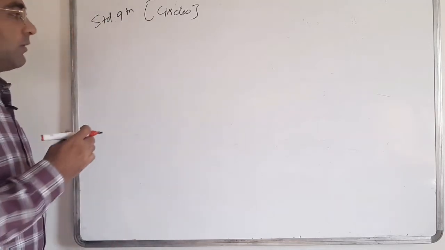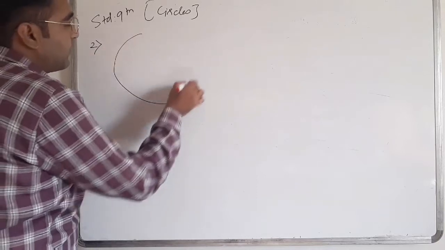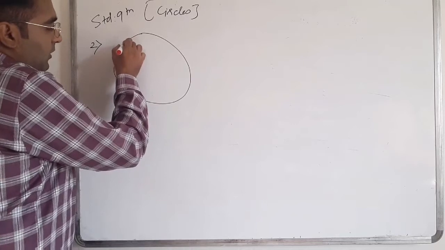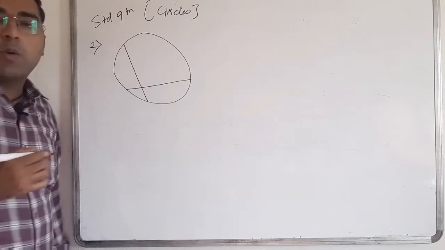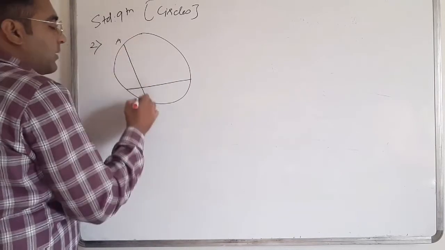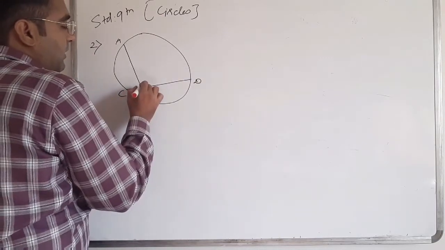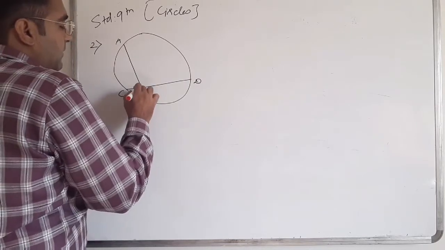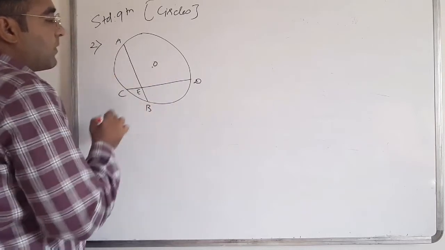Okay, so here we have to first draw a circle, and I'll draw the chords of the circle that intersect within the circle. So I'll name them A, B, C, D. Okay, and the intersecting point I'll name E, and the center of the circle O.